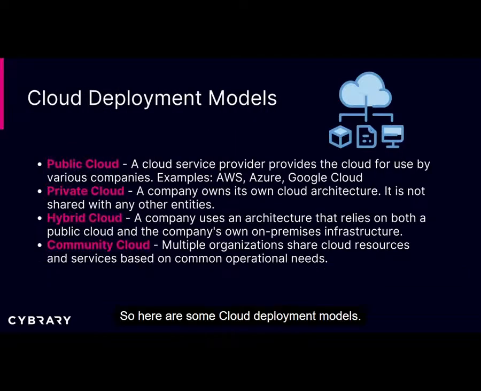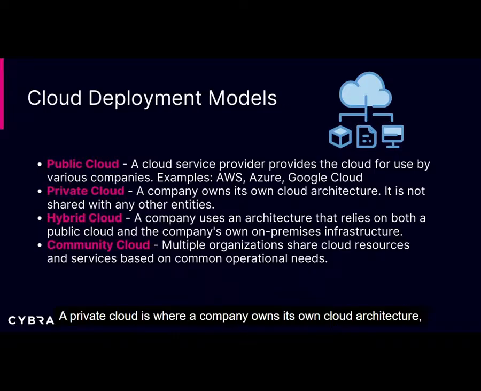So here are some cloud deployment models. And we'll talk about these, and you'll probably want to remember these because they can be a little bit confusing between the different names. A public cloud is one that we're most familiar with. This is where a cloud service provider provides the cloud for use by various different companies. So, the company you work for, any other company you worked for before, they might all be using this type of a cloud deployment model where they subscribe to services from AWS, Azure, or Google Cloud as examples.